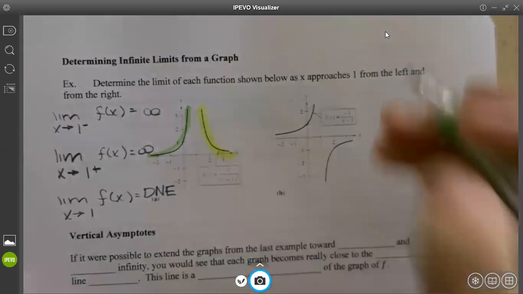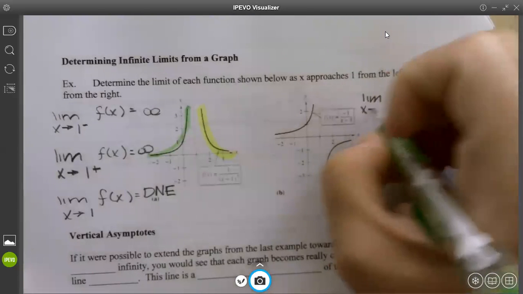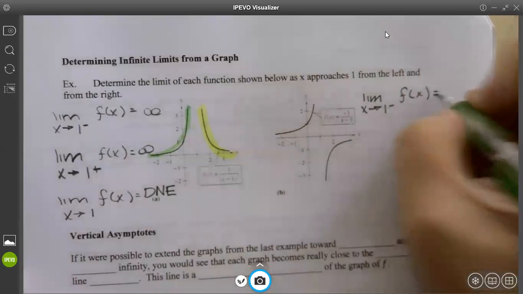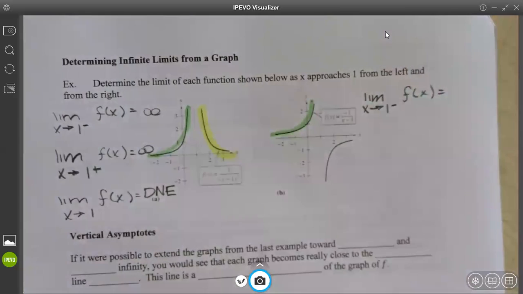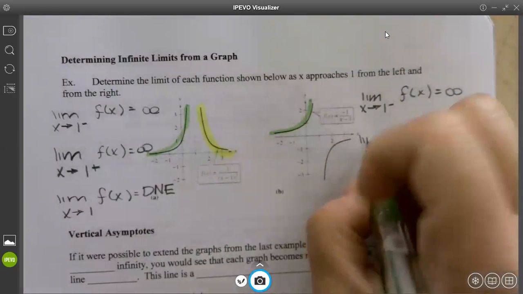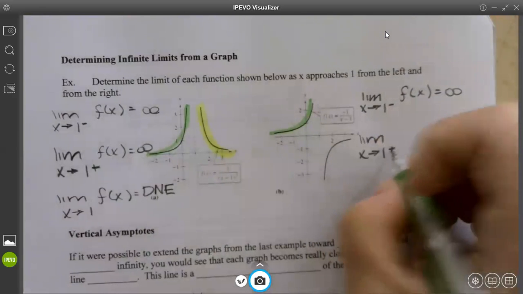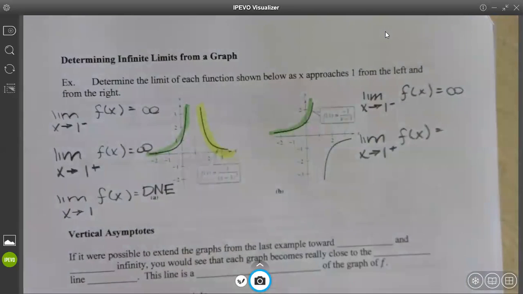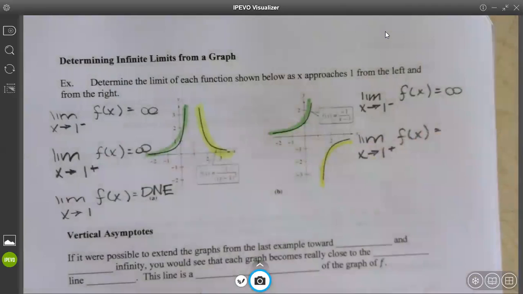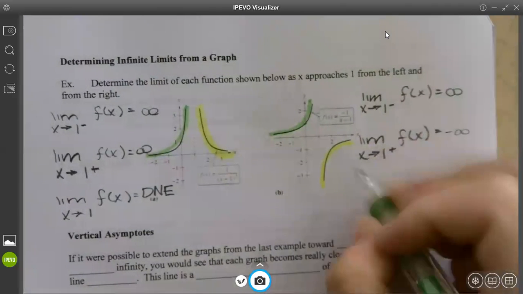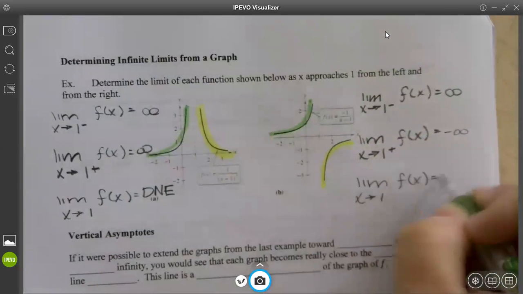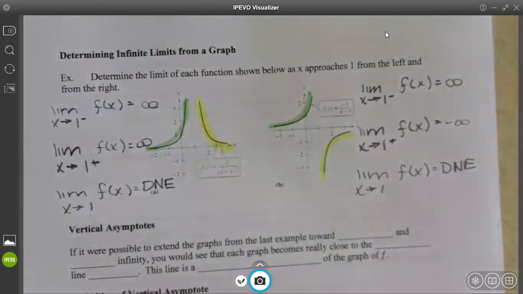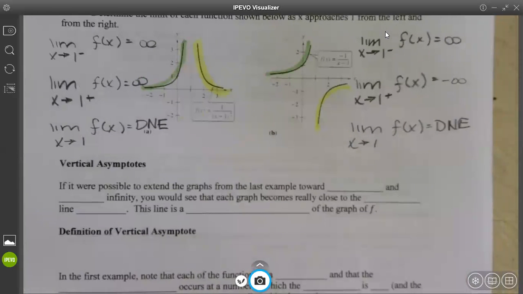Look at your next one. The limit as x approaches 1 from the left of this f of x. So from the left is this side. Where is it going? Positive infinity. The limit as x approaches 1 from the right. So as we trace from the right, it goes down. What about the limit as it approaches just 1? Good. All right, any questions on this?